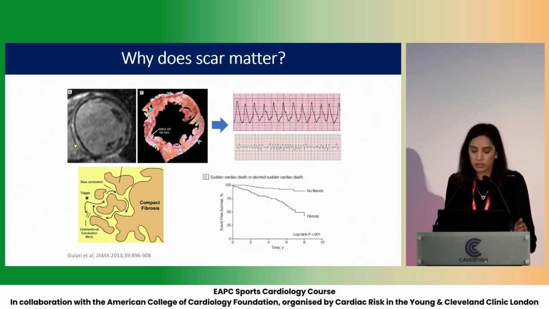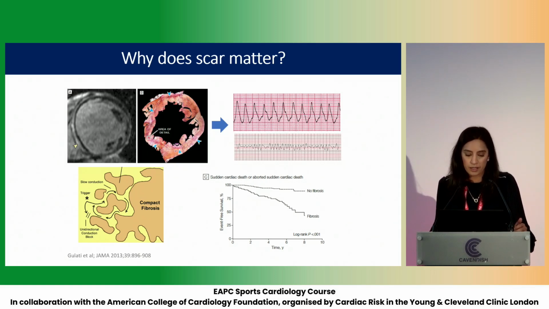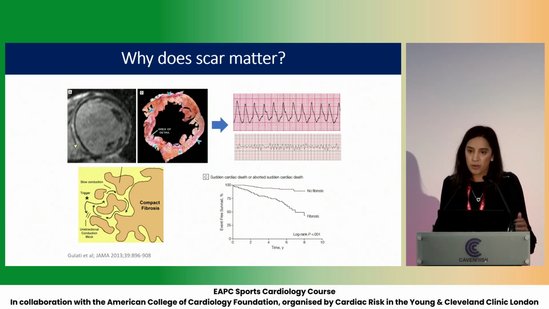So according to Gati, the presence of late gadolinium enhancement was associated with the occurrence of aborted sudden cardiac death. And this makes sense. The presence of late gadolinium represents replacement fibrosis. And so when electrical currents are passed through the myocardium, they slow down in regions of fibrosis, creating reentrant circuits. This can cause VT, and this is the most common cause of sudden death in this group.